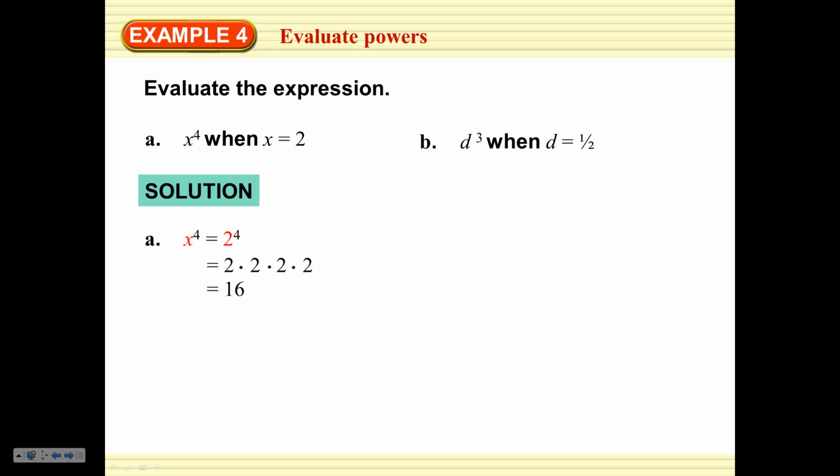D to the third power when D equals 1/2. So our D, we substitute in a 1/2 for our D, for our base. So we have 1/2 to the third power, which is very similar to the example we just had. So we have 1/2 times 1/2 times 1/2. And to simplify that, just like we did earlier, it would be 1/8. 1 times 1 times 1 for our numerator, and 2 times 2 times 2 for the denominator. Okay. Again, if you need to rewind, please rewind and listen to parts of this video that you do not understand.